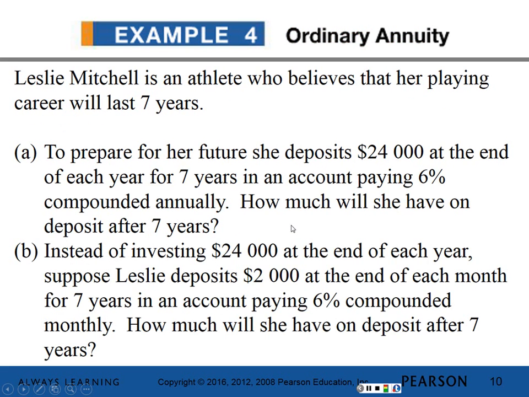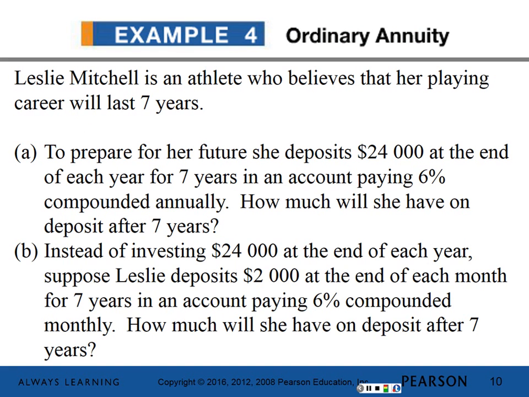So here's another example. Leslie Mitchell is an athlete that believes that her playing career will last 7 years. To prepare for her future, she deposits $24,000 at the end of each year for 7 years in an account that pays 6% compounded annually. How much will she have on deposit after 7 years?